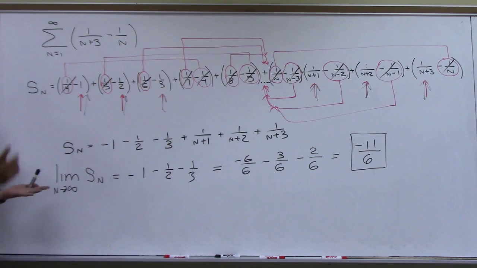I'm going to do one more of these, all right? The setup's going to be exactly the same. We're going to look at the series. We're going to try and find cancellation. We're going to write the partial sum. We're going to figure out what happens with the collapsing. We're going to take the limit, and that'll be our answer. All right?